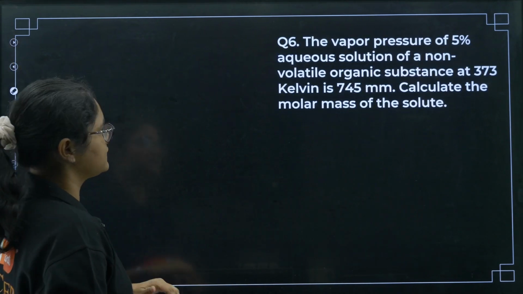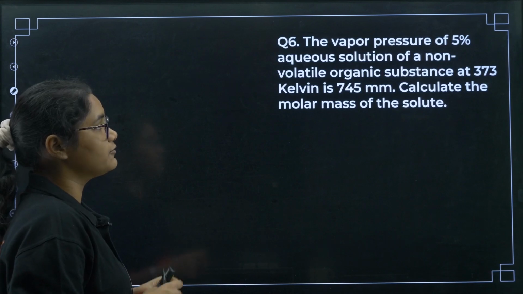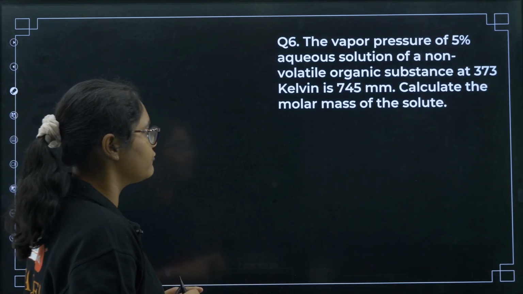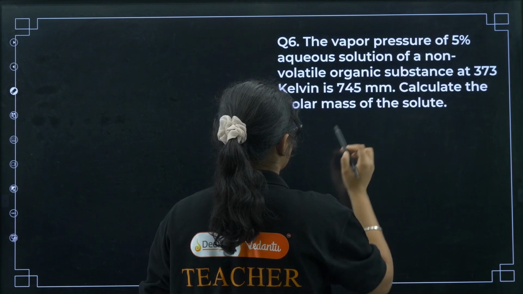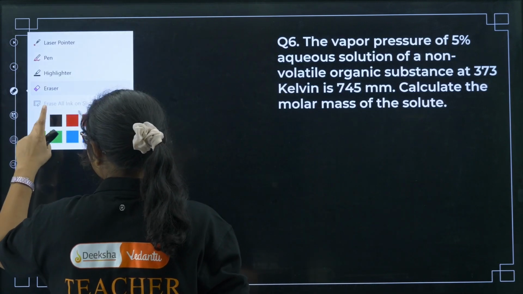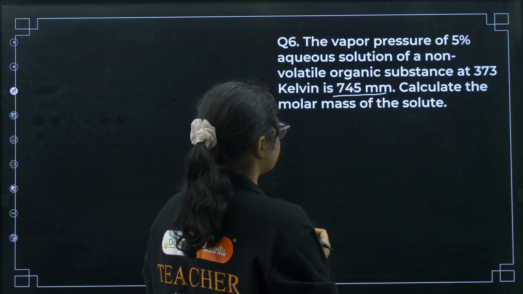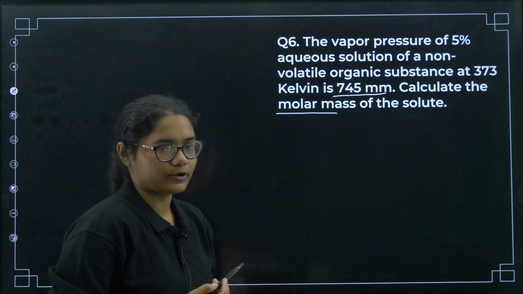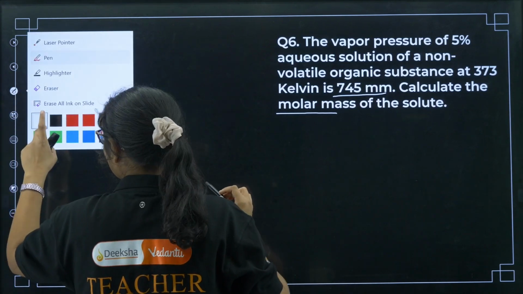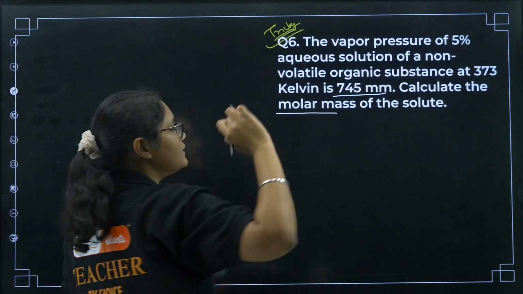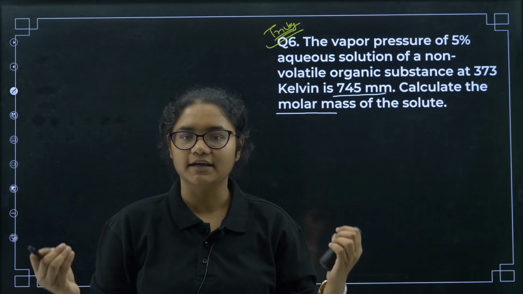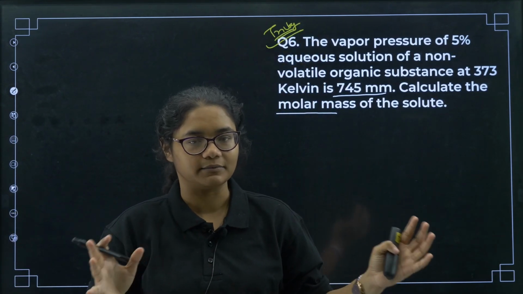Now moving towards the next question. The vapor pressure of a 5% aqueous solution of non-volatile organic substance at 373 Kelvin is 745 mm. Calculate the molar mass of the solute. Okay, this is also a bit tricky question. But yes, similar questions are there in your NCERT book, so you should practice similar questions.